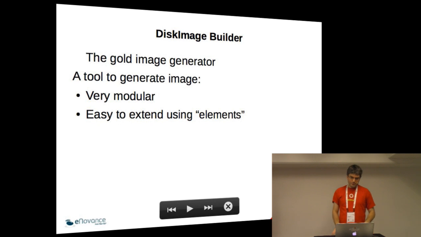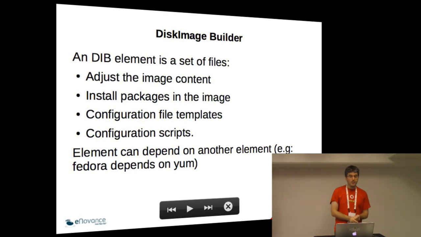DiskImage Builder. This is the gold image generator. The idea is that you can use DiskImage Builder to generate your images for the cloud. But what is a bit specific to DiskImage Builder is that it's very modular, and it's quite easy to put some new tools in your image. And it's very easy to extend it with what we call elements. Elements is just a directory with additional configuration that we can use with DiskImage Builder.